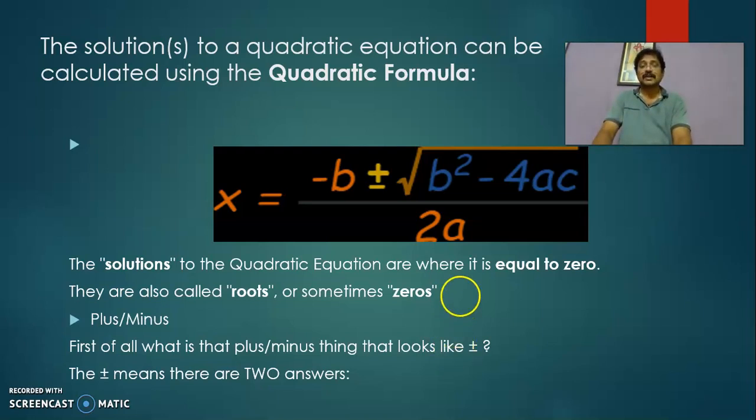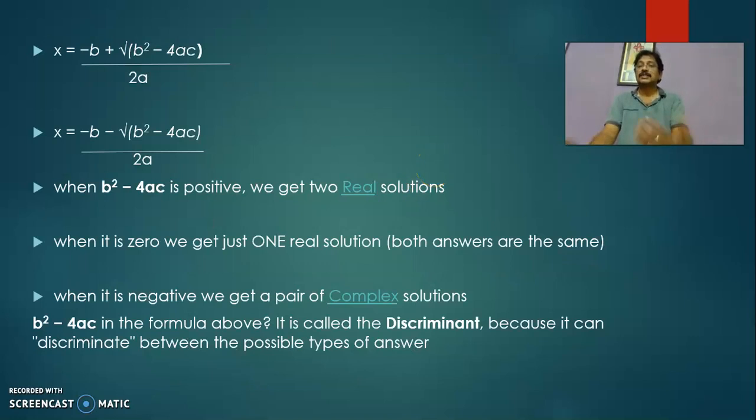Here, one more concept is the plus or minus. When you come to this plus or minus, it gives that there are two values. When you take plus, you will get one value. When you take minus, you will get another value. The plus or minus sign means there are two answers. A quadratic equation has two solutions. For that reason, plus or minus is used here.